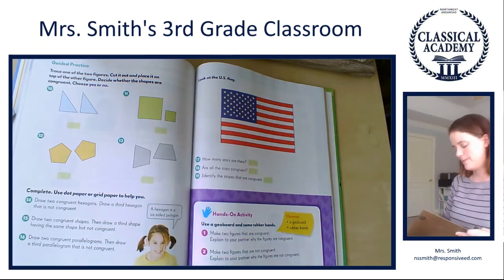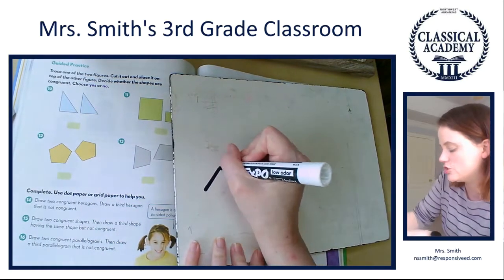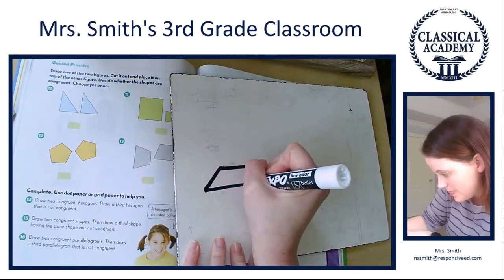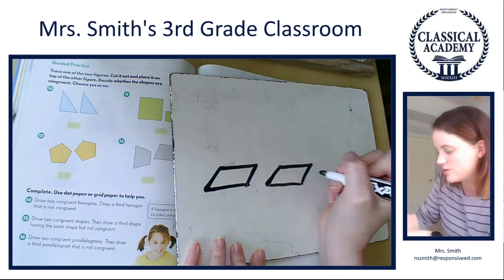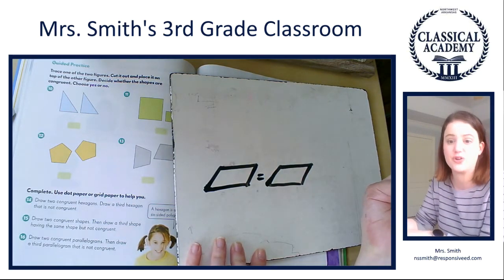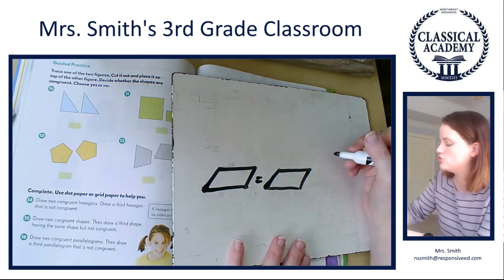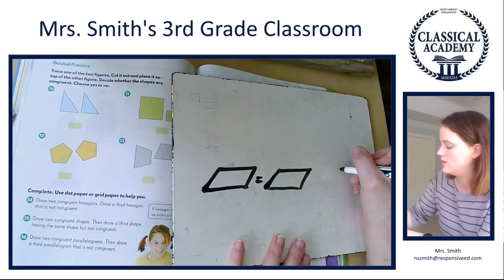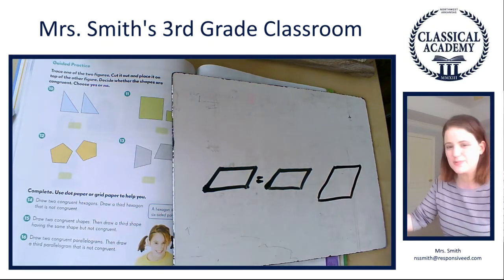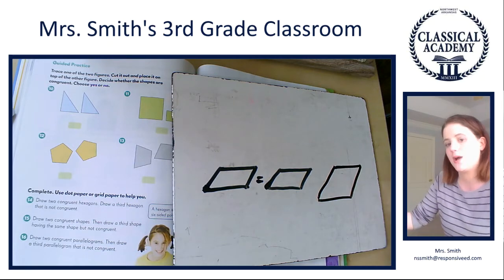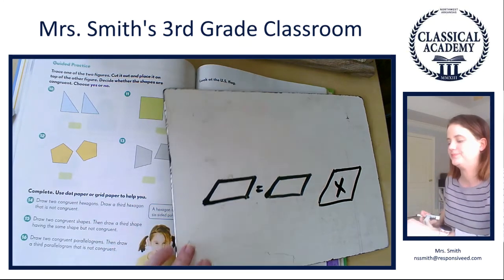Draw two congruent parallelograms. Then draw a third parallelogram that is not congruent. Let's try it. Parallelogram. They're about as congruent as I know how to draw them. They're equal. They're congruent. Now draw a third one that is not congruent. Let's try this one. It's not the same size or the exact same shape of parallelogram. So this one is not congruent.